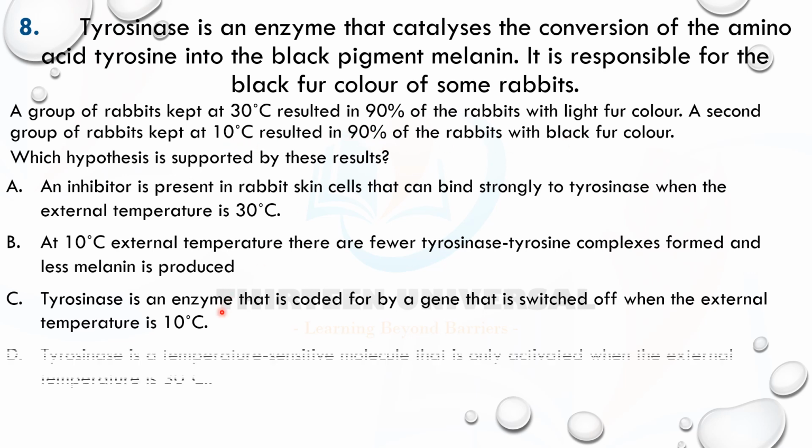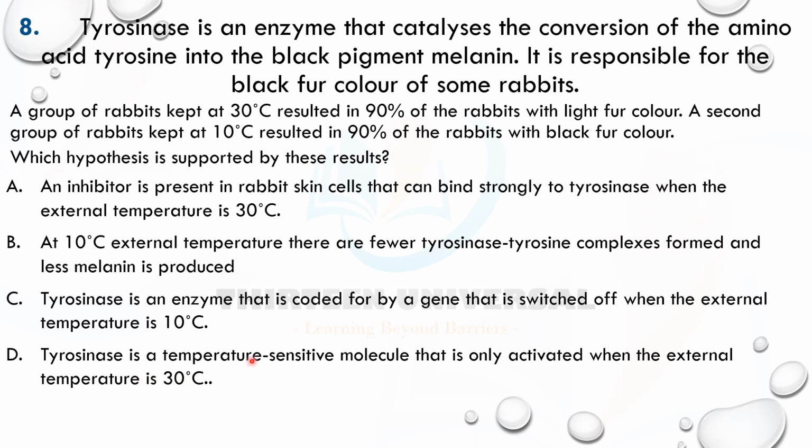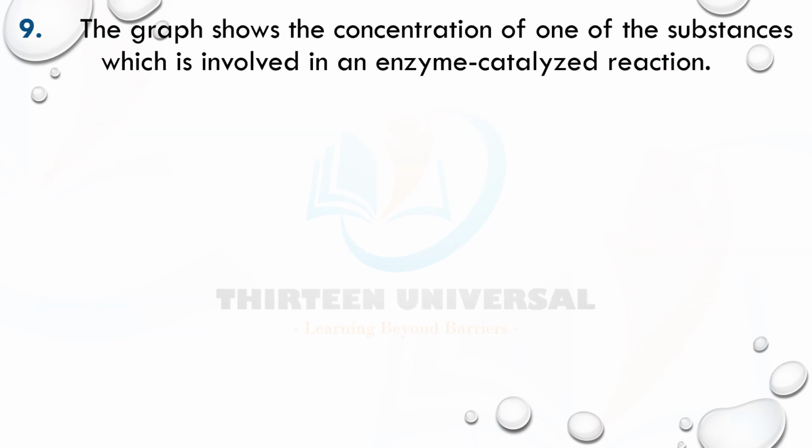C is wrong. D says tyrosinase is a temperature-sensitive molecule that is only activated when the external temperature is 30. If it were only activated at 30, then I wouldn't have had 90% of them forming black fur. That means it can also be activated at 10 degrees Celsius. So what do you think is the answer? I think the answer is A. Is that okay? Let's look at the next question.